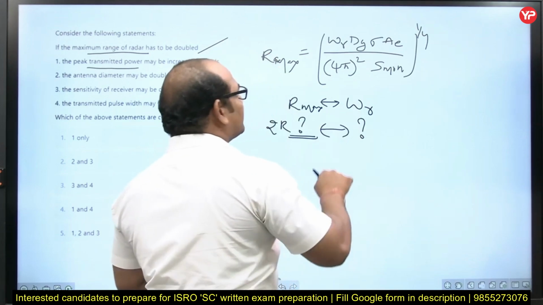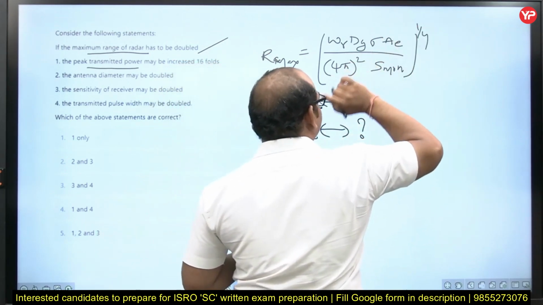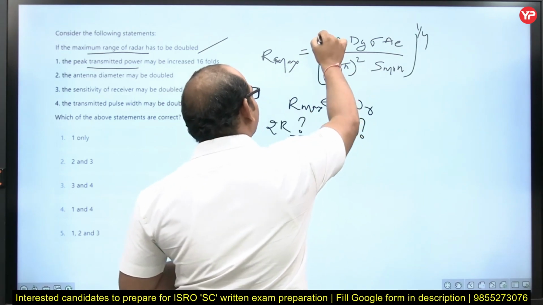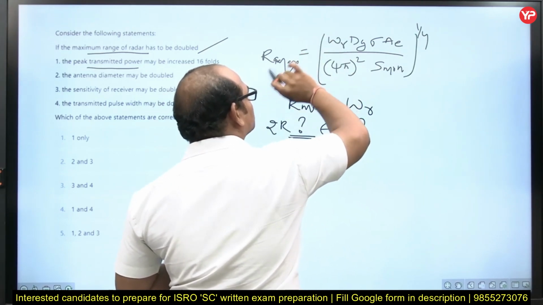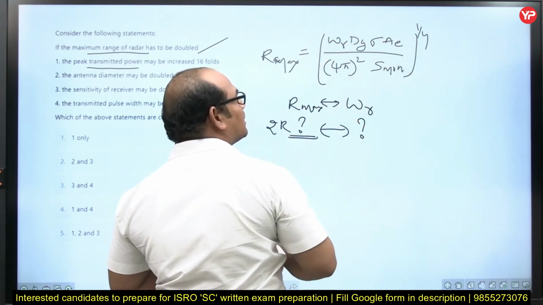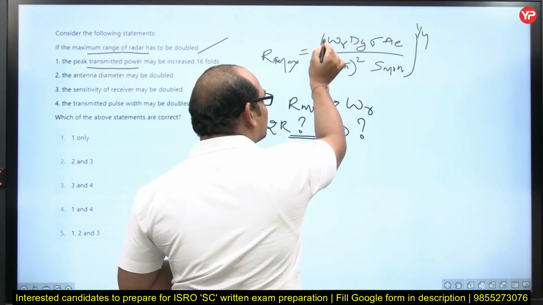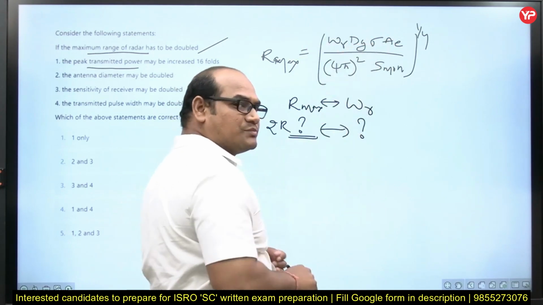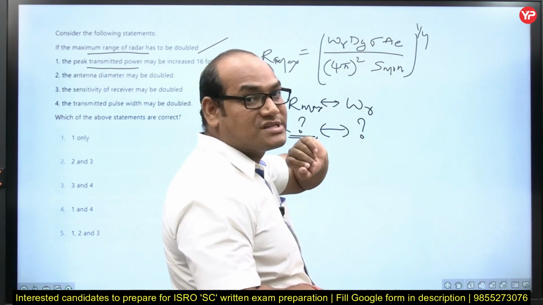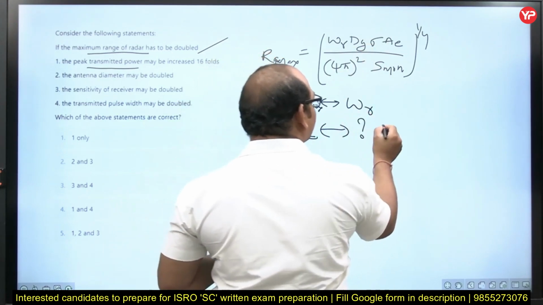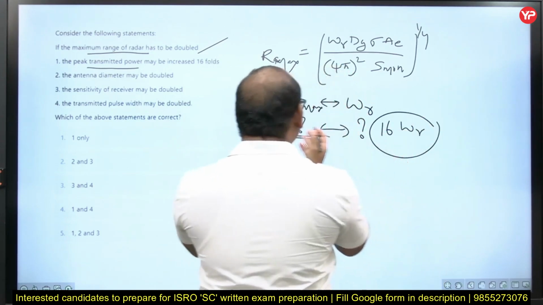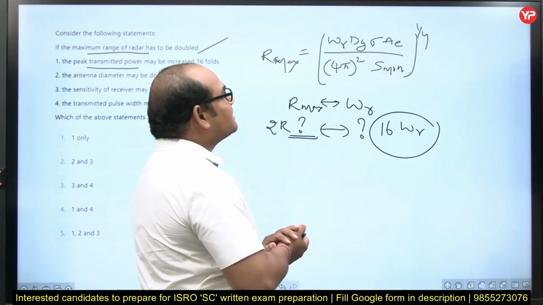Okay, see here, power 1 by 4 is there. That means here we need 2, just 2. Okay, this total thing should be available with 2. Here 2 is there, means if this 2 is going inside, it will become 16, because here power 1 by 4 is there. That means if you have here 16 WR, then range will be doubled. That is what, very simple thing.